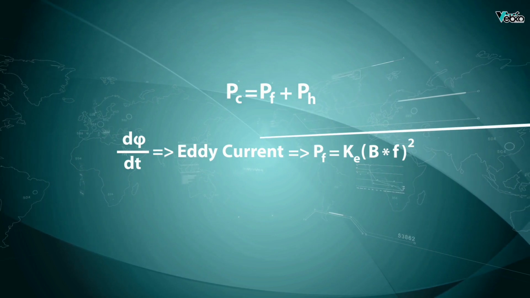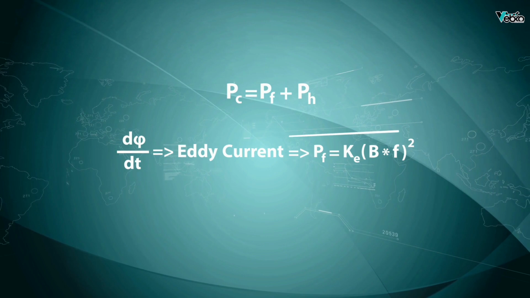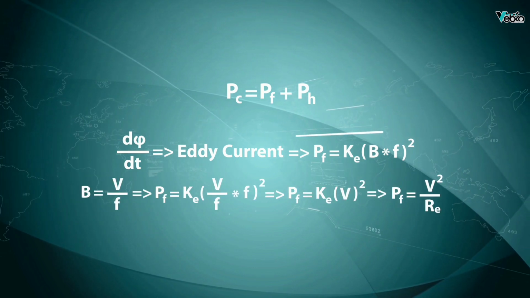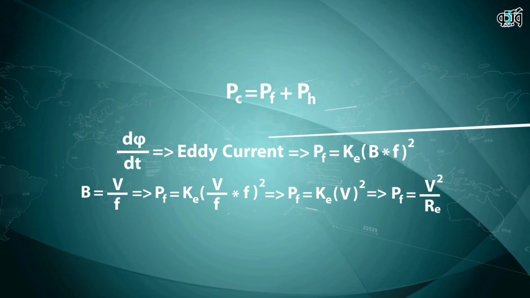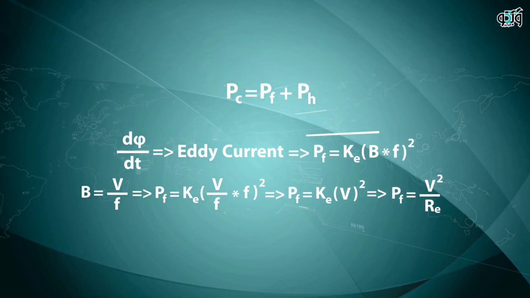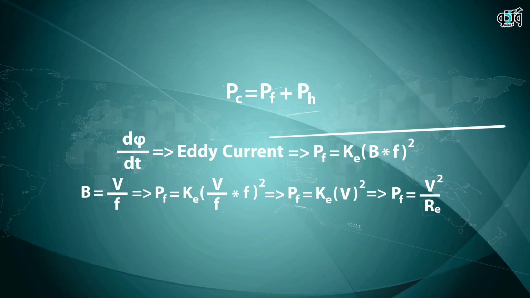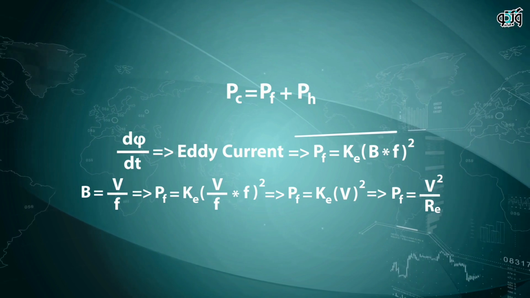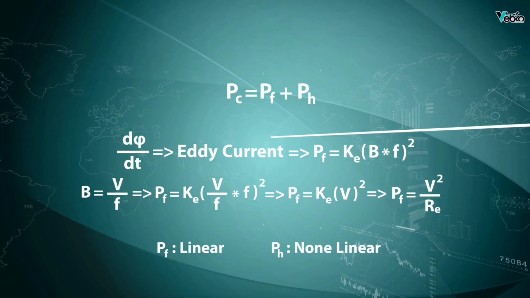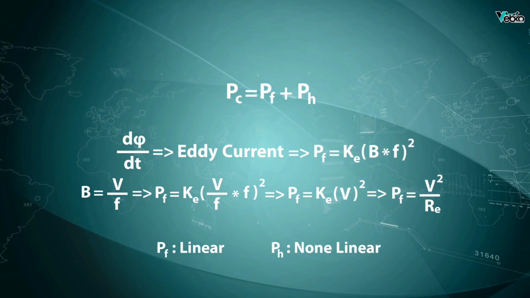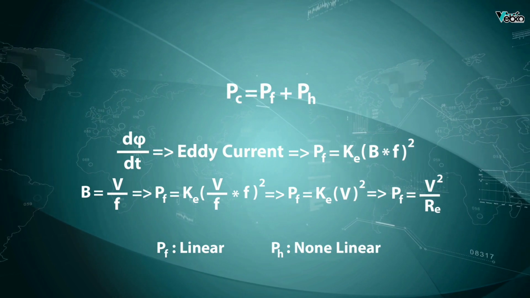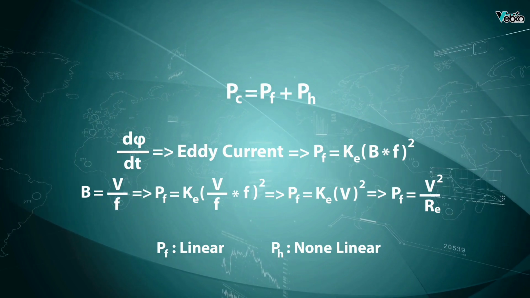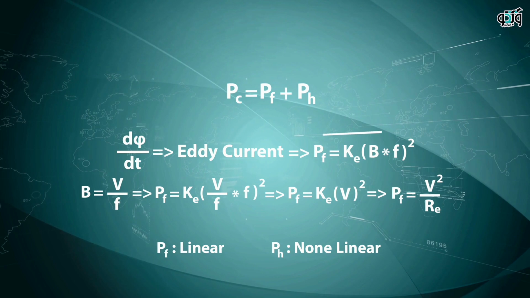The relation of the Foucault losses is achieved through an empirical method and is as you can see. In this relation, B is the flux density, which equals V over F. By substituting this relation, Foucault losses can be rewritten as PF equals V^2 over RE. From this relation, it can be deduced that the Foucault losses are caused by a fixed resistance that is not dependent on voltage and cannot be the reason for the nonlinear behavior of the transformer in lower voltages. So it is only possible that the hysteresis losses are the reason for the nonlinear behavior in the CT.